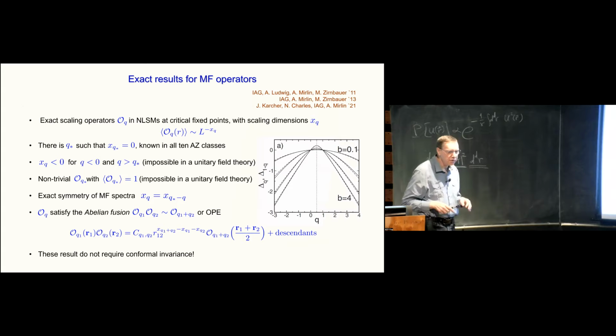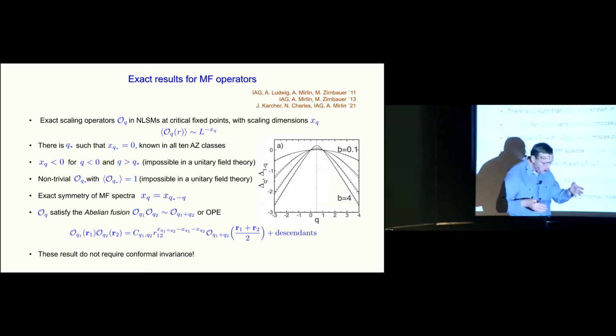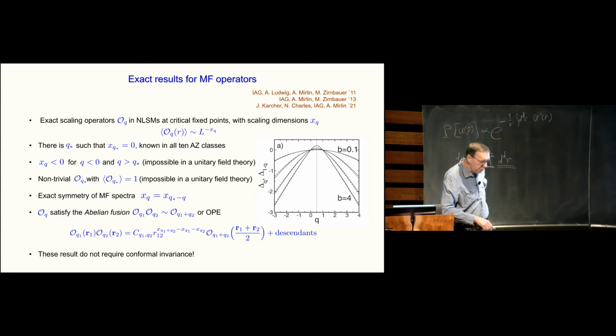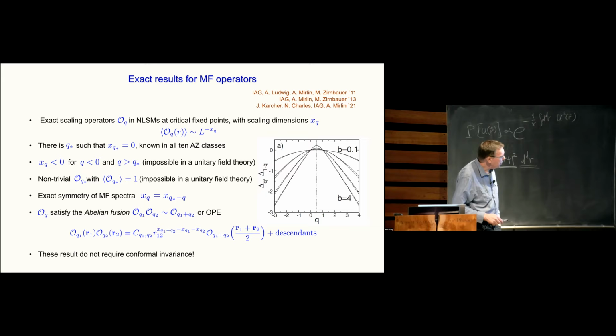Some exponents are negative, meaning that the corresponding moments of the density of states grow with the system size, getting bigger and bigger. There is nothing particularly strange about this. It simply means that the probability distribution of this density of states becomes broader and broader as you increase the system size. It's not a self-averaging quantity, in the parlance of random systems. Right, so we have this exact symmetry of the spectrum.